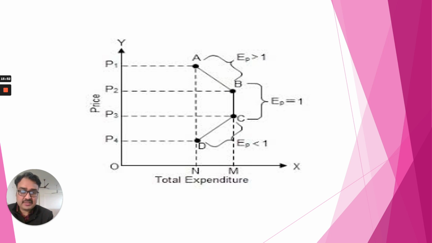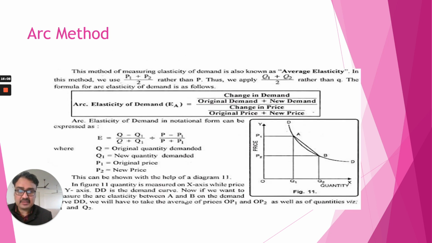The DC segment of the curve shows price elasticity of demand to be less than 1. The BC segment of the curve shows price elasticity of demand to be equal to 1. And the AB segment of the curve shows price elasticity of demand to be more than 1 as per the total expenditure method. Next method is the arc method.